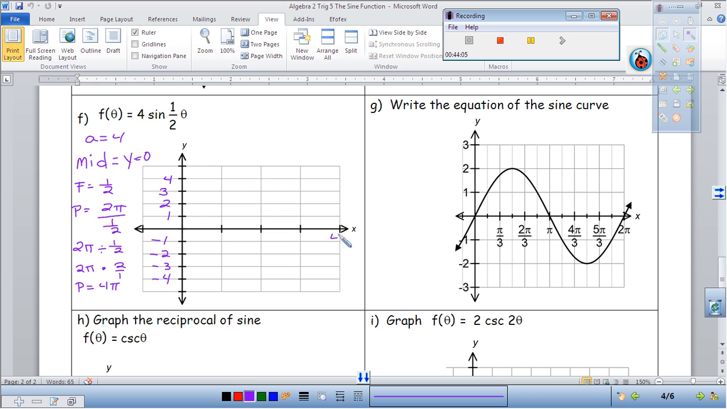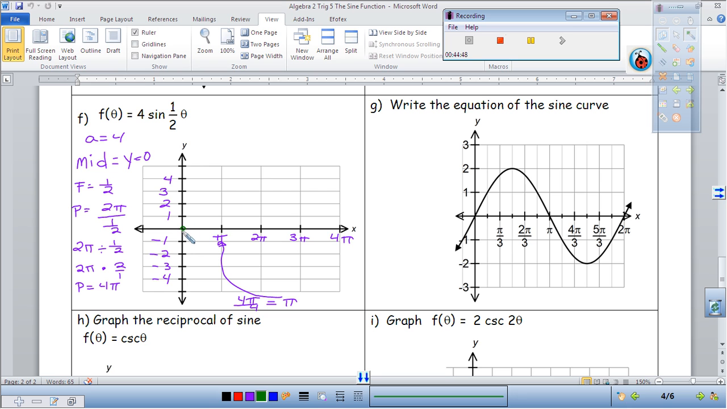So your period of 4 pi goes here. Anyone know what goes here? 2 pi or pi, class? Pi. You divide it by 4, right? 4 pi divided by 4. You need 4 key points. It is pi. So that's what goes here. So then we just count by pi. Pi, and then 2 pi, and then 3 pi. Any questions?